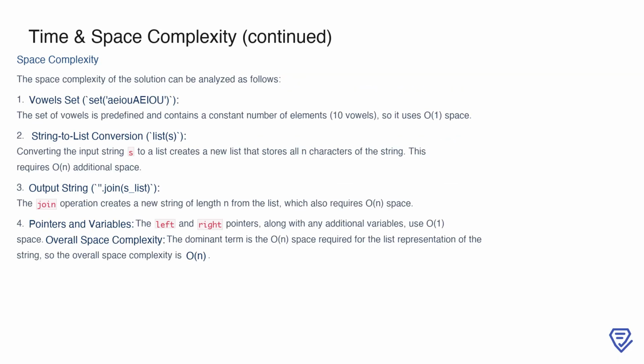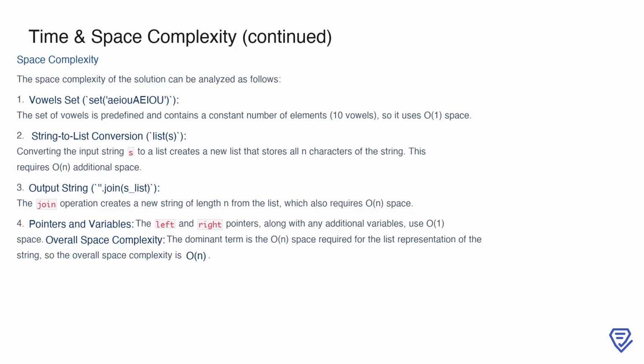Now, let's look at the space complexity. The vowel set uses constant space, O(1), because it contains only 10 predefined elements. However, converting the input string into a list requires additional space proportional to the length of the string, O(n), as every character is stored in the new list. The final output string, created during the join operation, also requires O(n) space. Apart from these, the algorithm uses a few variables, such as the two pointers and temporary variables for swapping, which take O(1) space. Therefore, the overall space complexity is dominated by the list representation of the string, resulting in O(n) space usage.